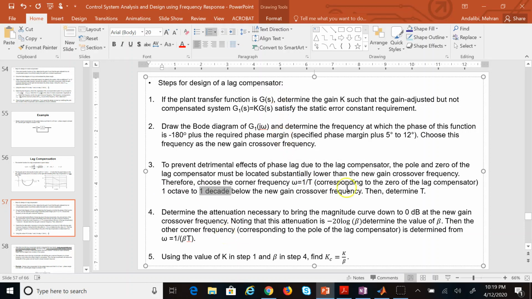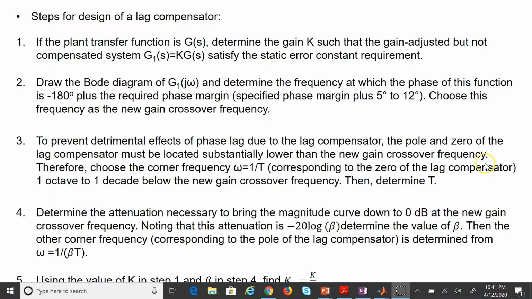Now that we got K and T, the next parameter is beta. And to find beta, we use the frequency we found in step number 2, and at that frequency, we calculate the magnitude of G1.